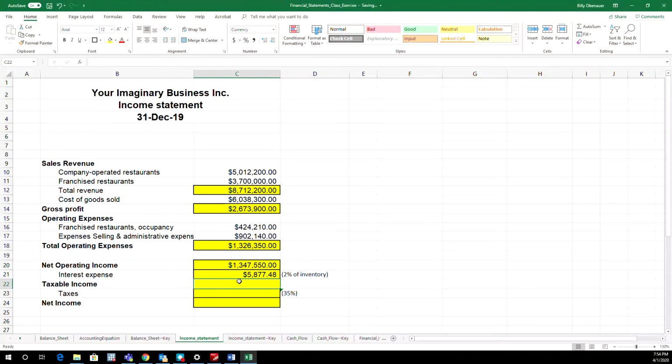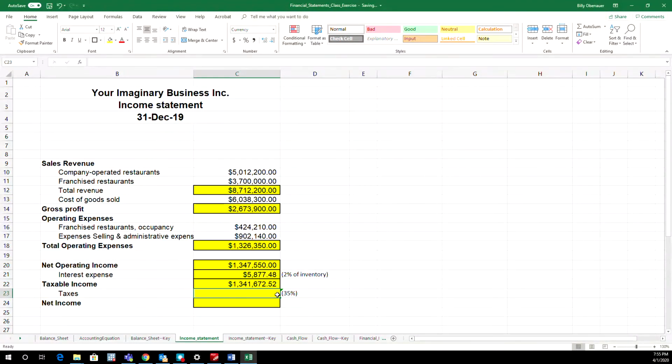Now, we're going to calculate our total taxable income here by subtracting our interest expense from our net operating income. So to do that, we're just going to take our $1.3 million and we're going to subtract our interest expense. That gives us $1,341,672.